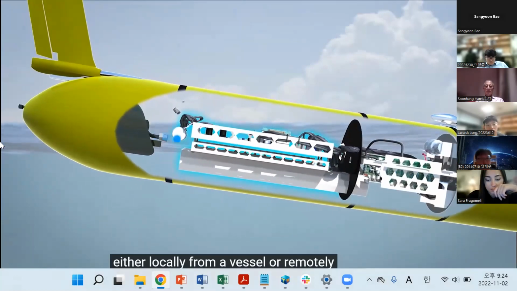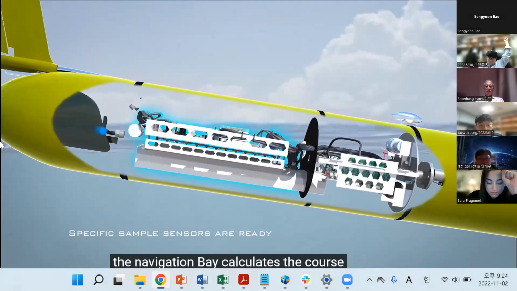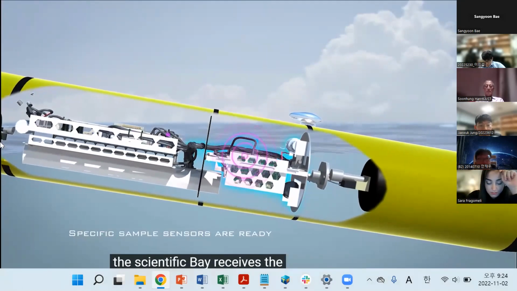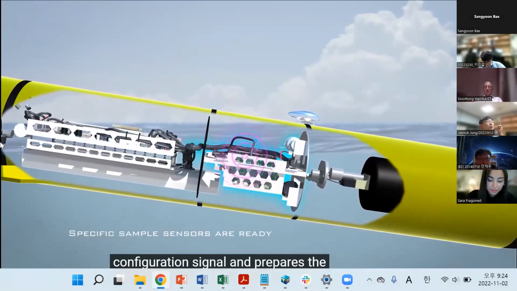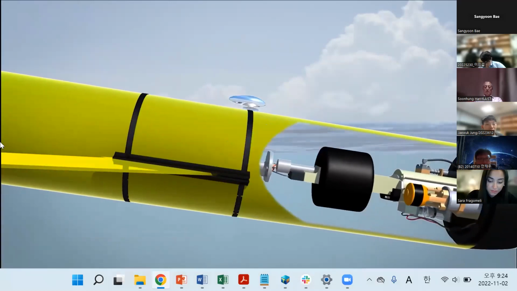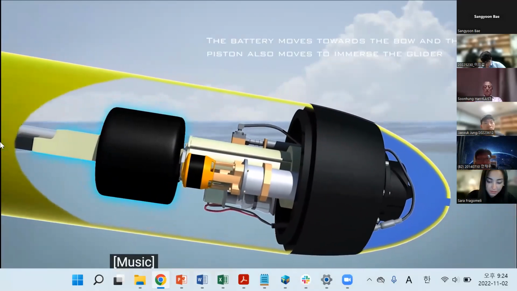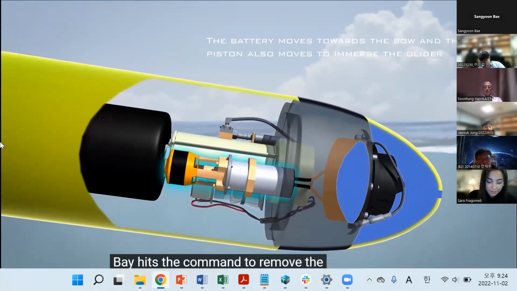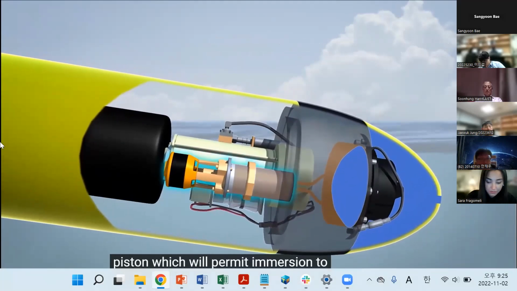The computer located in the navigation bay calculates the course to start the mission. At the same time, the scientific bay receives the configuration signal and prepares the specific sensors for sampling. The computer, located in the navigation bay, gives the command to move the battery towards the bow and retract the piston, which will permit immersion to begin.